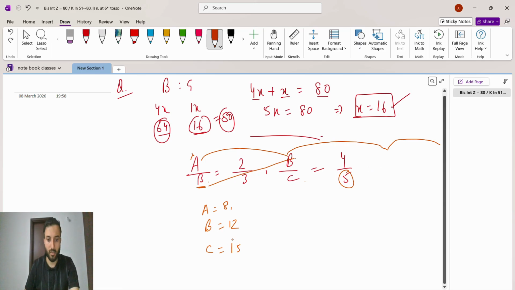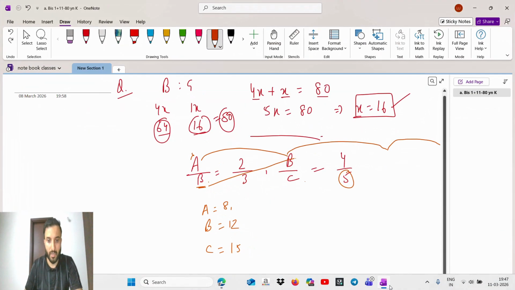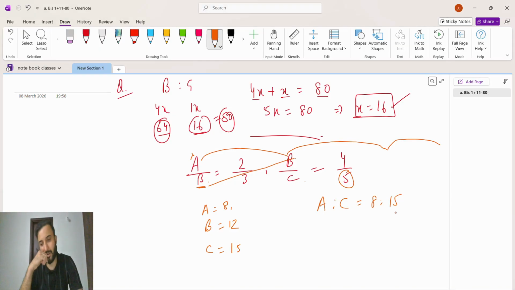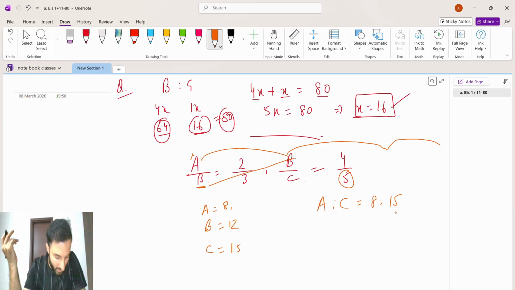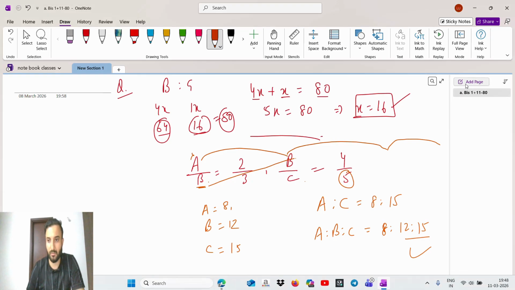Okay, so now what do we have to find? We have to find A is to C. A is to C means A is 8, C is 15. 8 is to 15. Can it be changed? No. So A is to C is what? Yes, 8 is to 15. Now A is to B is to C: 8 is to 12 is to 15. Can it be reduced? No. So the answer is yes, 8 is to 12 is to 15. Done.